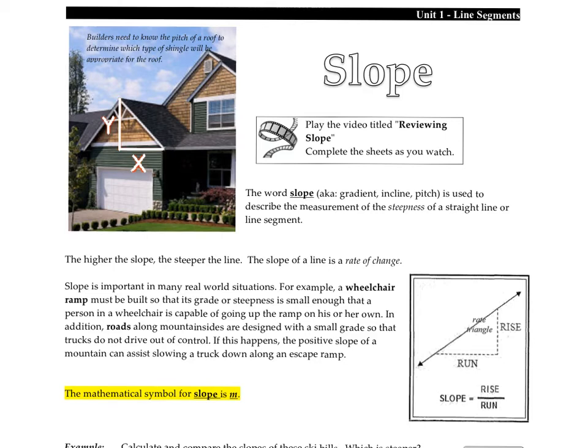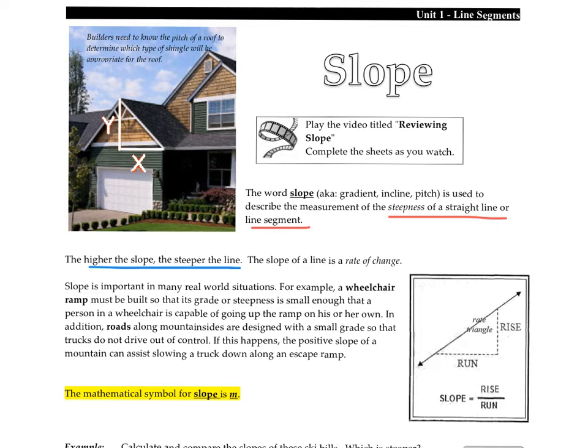Okay, welcome to your very first video lesson, and this lesson is on slope. Slope is something everyone has seen many times in grade 9. It was a huge focus last year, but pretty much slope is a measurement of the steepness of a straight line or a line segment. The higher your slope, the steeper the line. The smaller the slope, the less steep it is, so it's closer to that horizontal line.